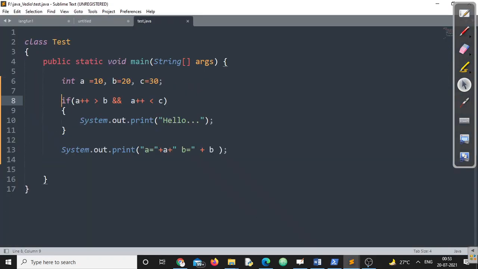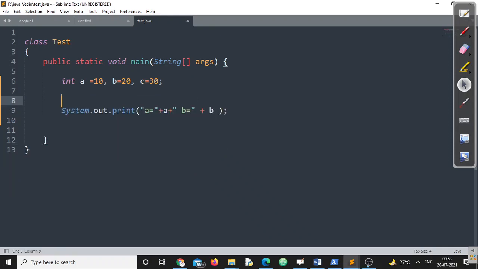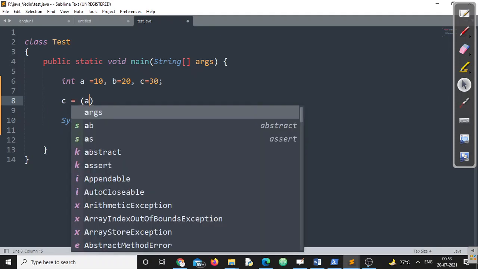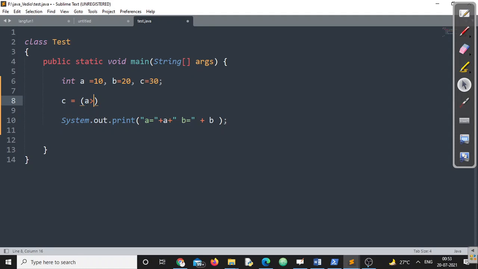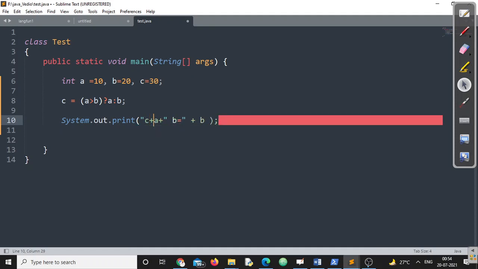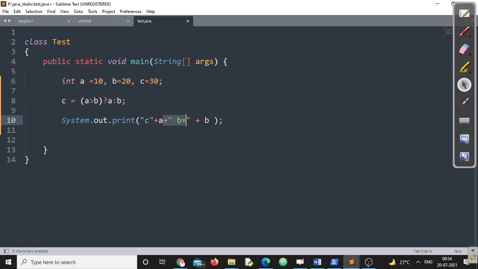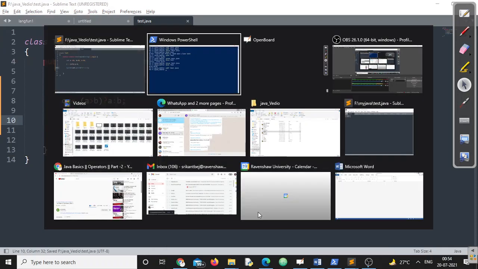Suppose, let me erase all those things, delete all those. Right now, if I am writing C, let's say C equals A greater than B. If A greater than B is true, then A will be assigned, otherwise B will be assigned. No problem at all, 100% sure. I am definitely going to get the value of C. I don't want to print A and don't want to print B. I want to print C only. That's it. Let us cross check.